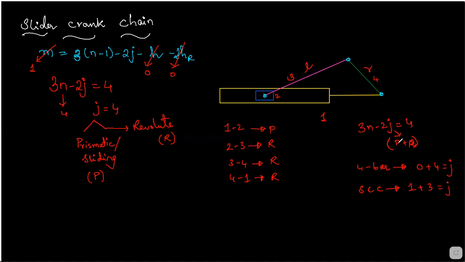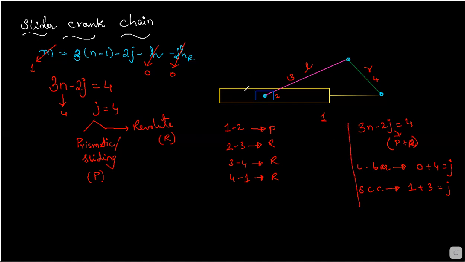Okay, this condition is for mobility equal to 1. LHS will be equal to RHS. Fine. Number of links 4, substitute n equal to 4, substitute j equal to 4. So 4 3s are 12 minus 8 will give you 4, right? So it is going to satisfy the condition.